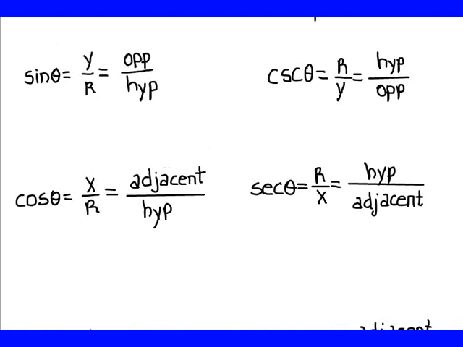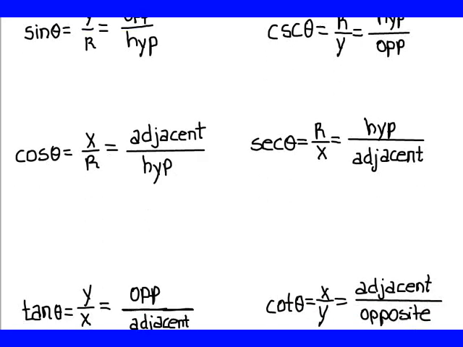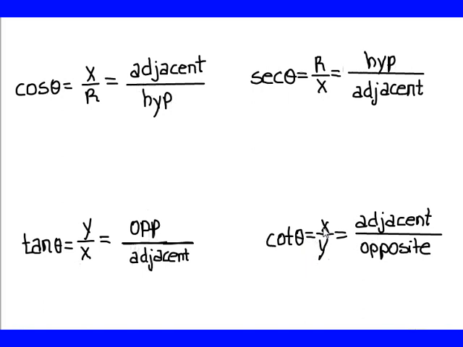Now when we look at the cofunctions, they are the reciprocals of the sine, cosine, and tangent. So therefore the cofunction of the sine is the cosecant of angle theta, and that's r over y, or the hypotenuse over the opposite side. The secant, which is the reciprocal of the cosine, is r over x, or the hypotenuse over the adjacent side. And the cotangent is x over y, which is the adjacent over the opposite side.